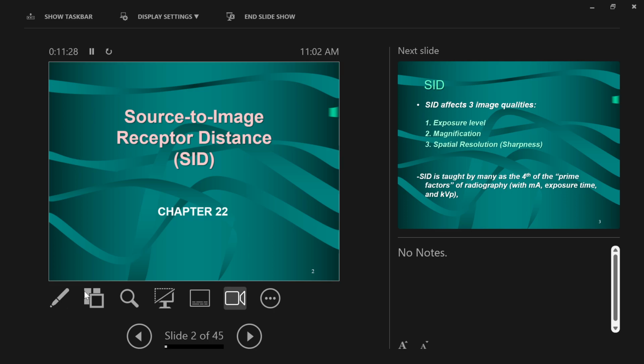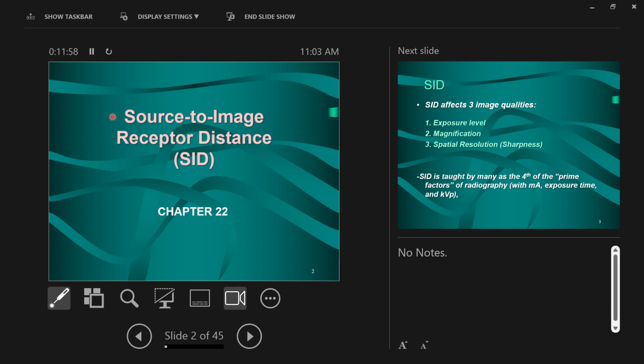If you're wondering what the theme is through all of this, it's how do the variables that we have affect the images we produce. So this one is SID, source to image receptor distance. Just for reference, you might also see terms like target to film distance, TFD, or FFD, focal spot to film distance. Those last two mean the same thing as this, but they are older terms.